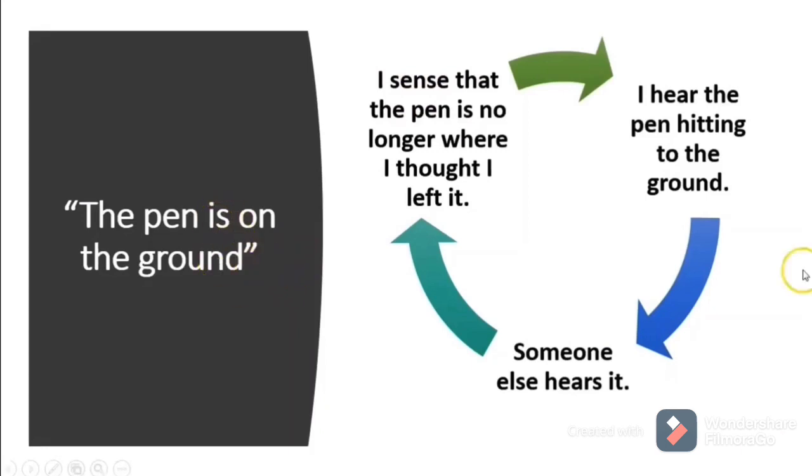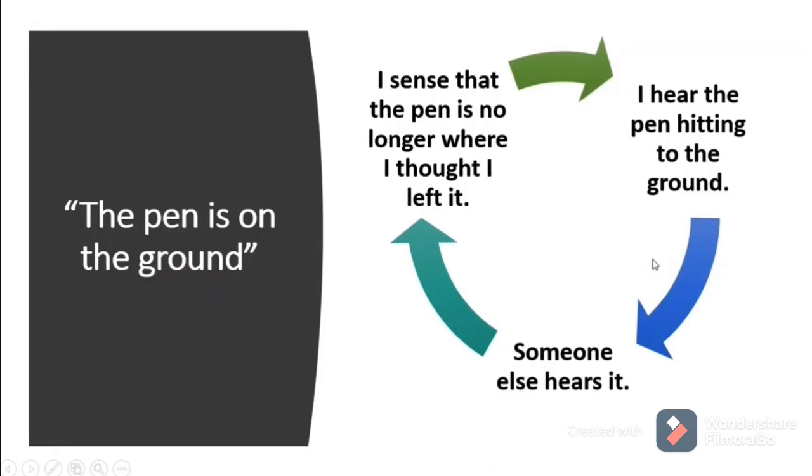The pen is on the ground. You can say, oh, well, I heard the pen hitting the ground, and the person sitting at the desk next to me looked up and heard that as well. And I can sense that the pen's no longer where I thought I left it. So since all of these beliefs cohere with one another, you could say that the pen is on the ground is true.